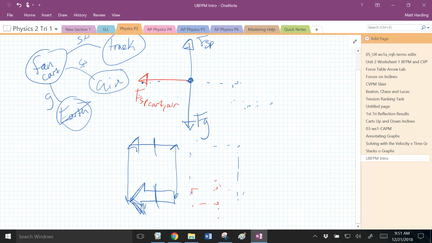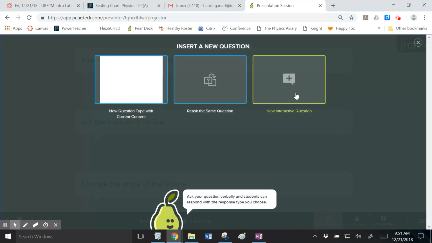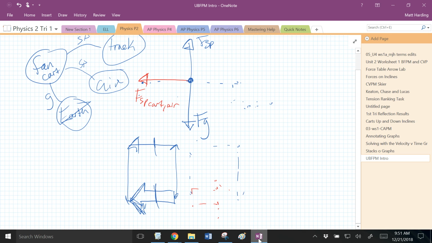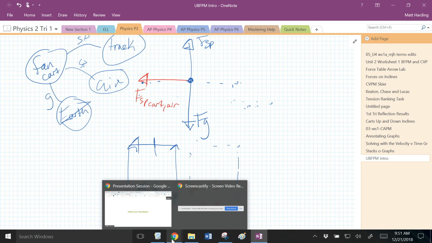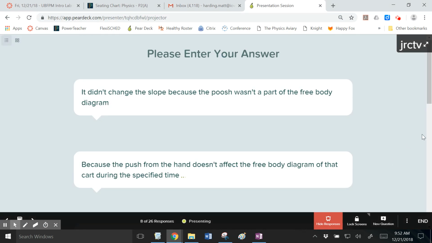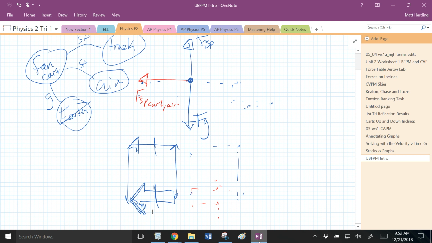All right, so let's pop over to the deck, and I'll take your answer on that. Why didn't giving it less of a push change the slope of that graph? Okay, it didn't change the slope because the push wasn't part of the free body diagram. Keep in mind, for that constant acceleration part of the graph, the free body diagram is push from the track, gravity from the earth, and then the push that the cart feels from the air. My force doesn't factor in there because I'm not touching it at that time. The only force affecting it is that force from the air, and that's not changed.